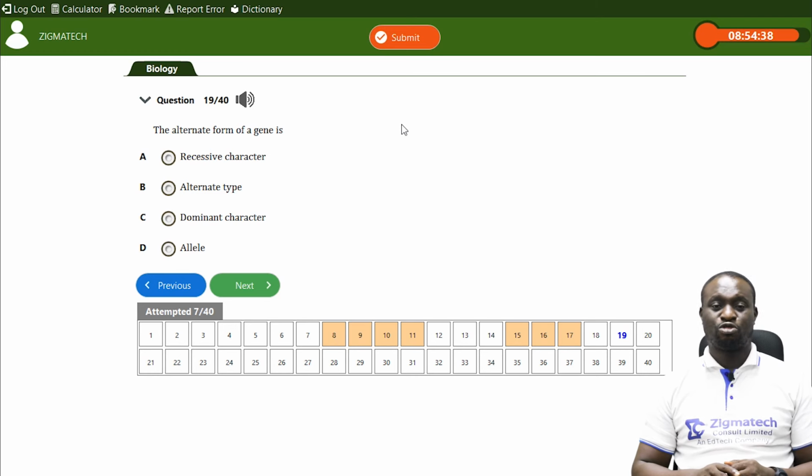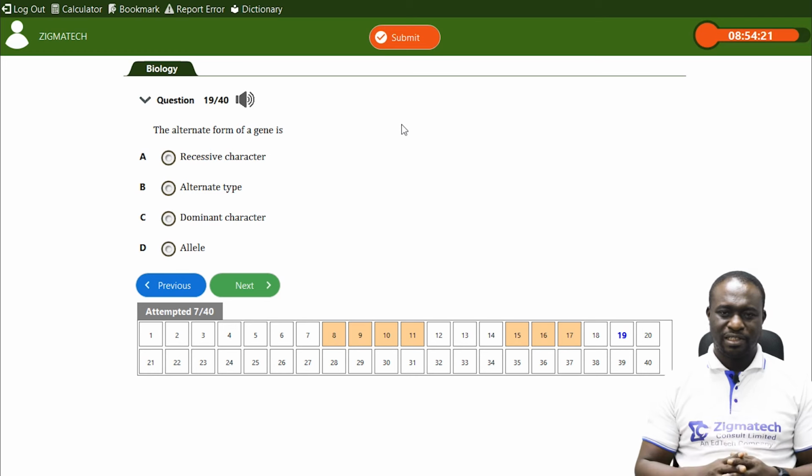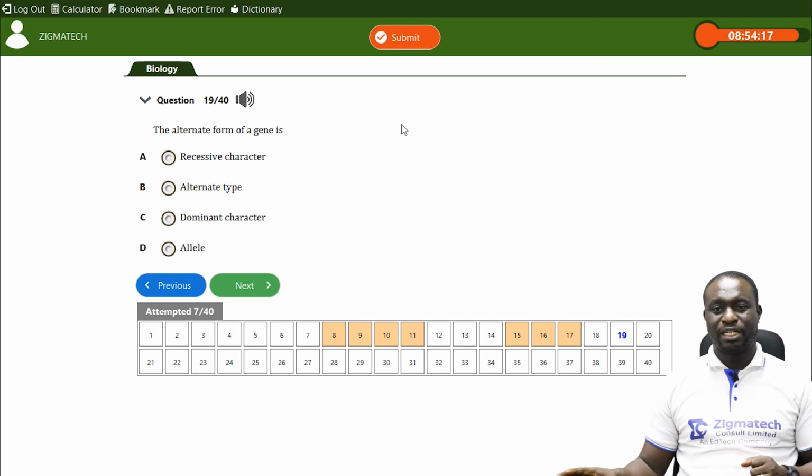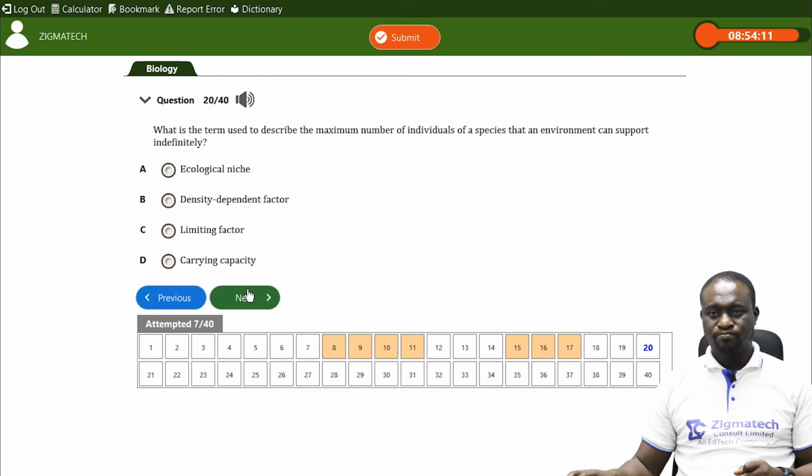Dominant character is the character that is expressed in an offspring or in an individual, while recessive character is the character that is hidden in an individual but can be expressed in future generations. And option B, alternate type, has nothing to do with genetics. This is another topic that comes up frequently, and that topic is genetics. So please take note of it.